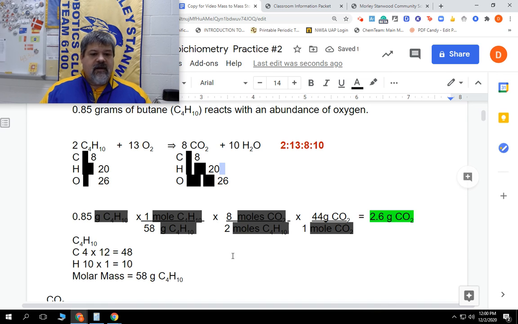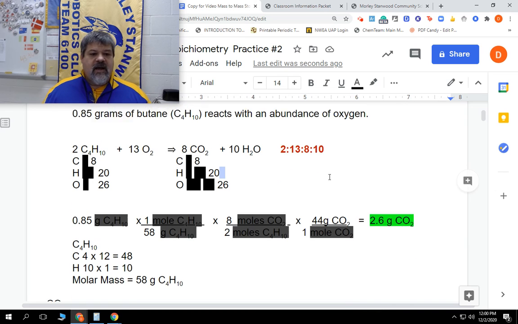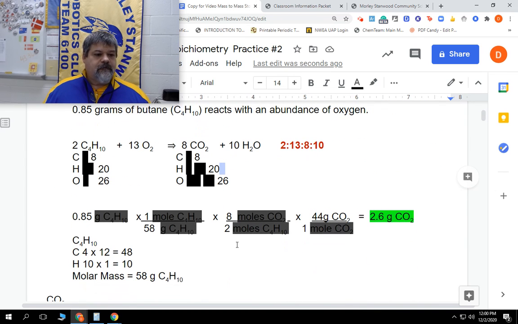And now we have our answer, and there's our stoichiometry problem. That's the answer to it. Grams of carbon dioxide. We're looking for grams of carbon dioxide. So that's question number 3 from practice sheet number 2.